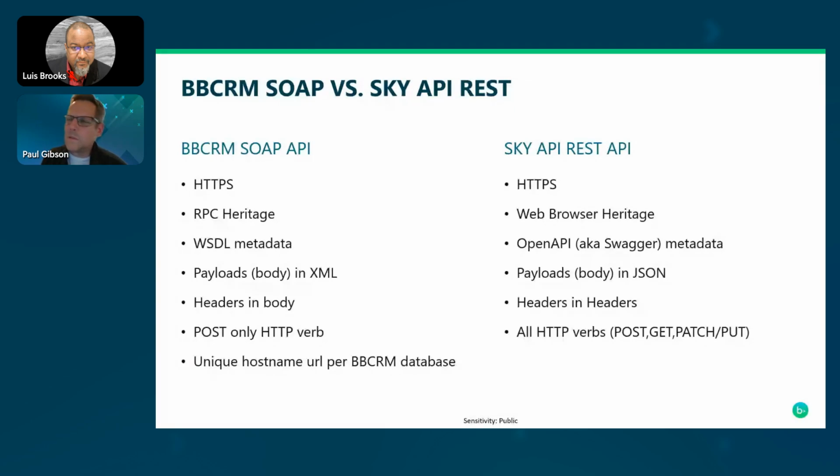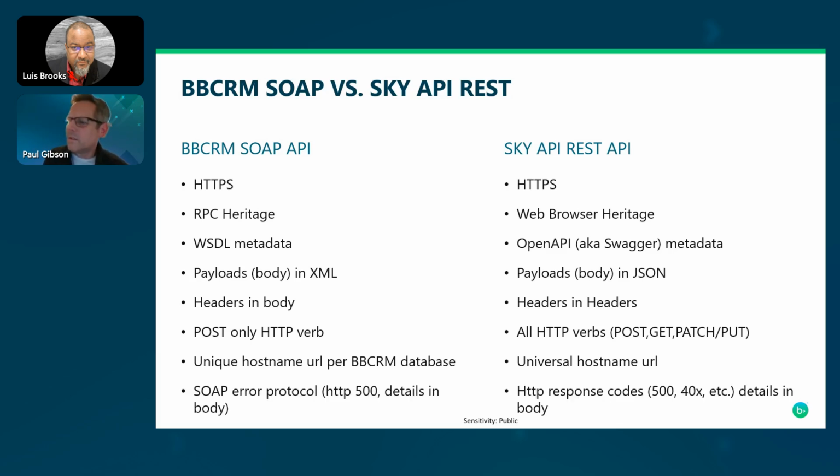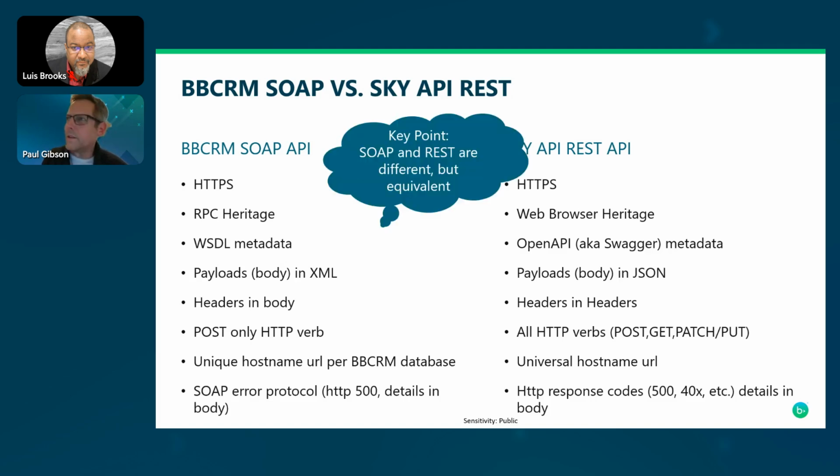For Blackbaud systems specifically, a SOAP API uses a unique host name per BBCRM database. So every Blackbaud customer is going to start off with some different host name. What's different in our SKY API REST API is we have a universal host name URL that's across all customers and in fact across all products that are part of the SKY API ecosystem. And as we drill into that, we'll see why that's so. And then there are slight differences in how they handle errors.